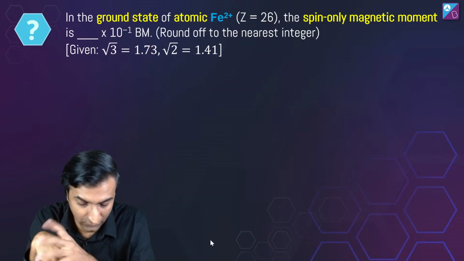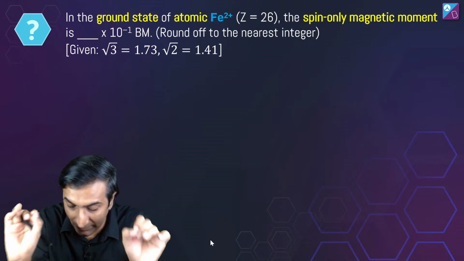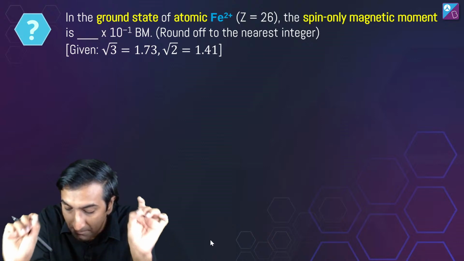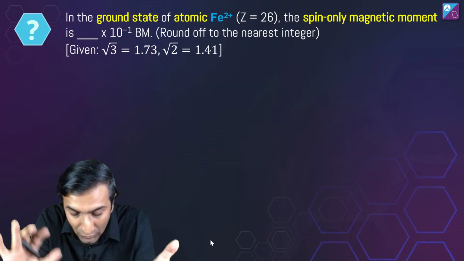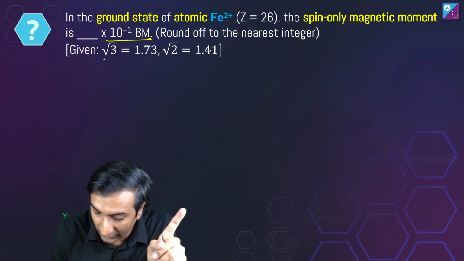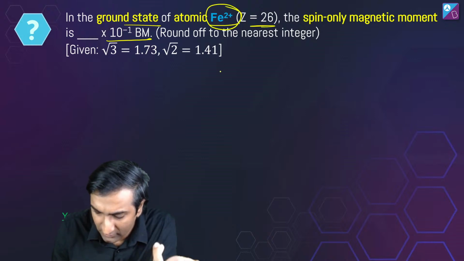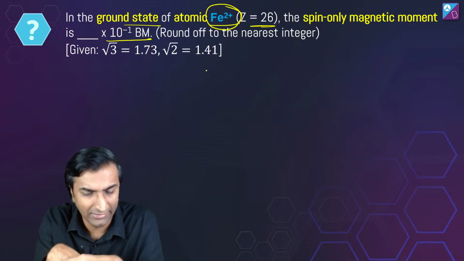Let's take an example of a question. In the ground state of atomic Fe2+, Z equal to 26, the spin only magnetic moment is dash into 10 power minus 1 Bohr magneton. Okay, so ground state atomic Fe2+, Z is given, and what else do you need? You want the formula? I think you'll do this without any intervention.